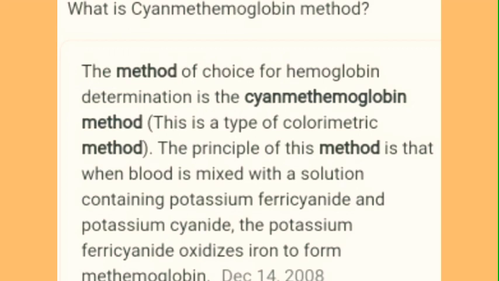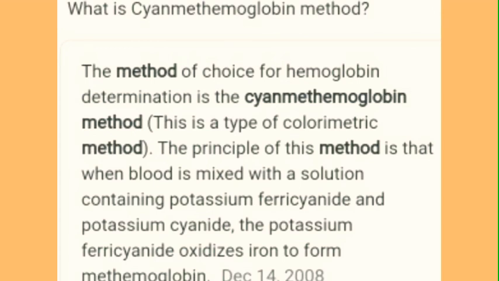It is also known as the cyan-methemoglobin method. So, the method of choice for hemoglobin determination is the cyan-methemoglobin method. This is a type of colorimetric method. The principle of this method is that when blood is mixed with a solution containing potassium ferricyanide and potassium cyanide, the potassium ferricyanide oxidizes iron to form methemoglobin.